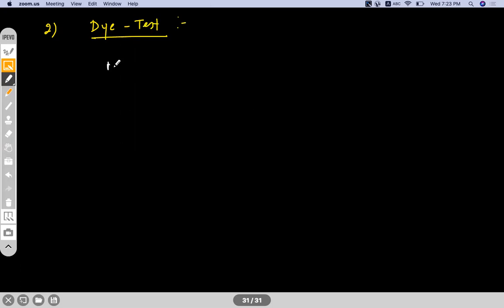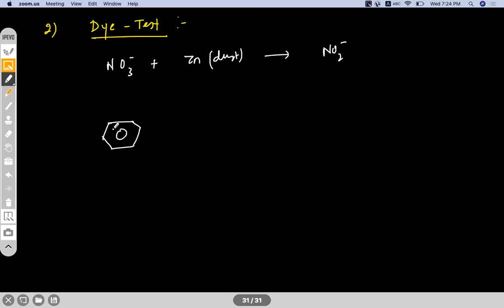So in this one, what happens if you add that zinc dust? Zinc dust you are adding, first this zinc dust converts this nitrate ion into NO2 minus and ZnO forms, that goes out. This NO2 minus again reacts with sulfanilic acid. Solution is acidic. We have sulfanilic acid, which is this: benzene, we have SO3H here and here we have NH2.